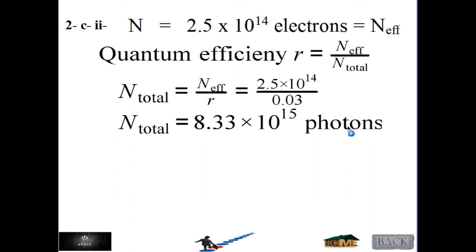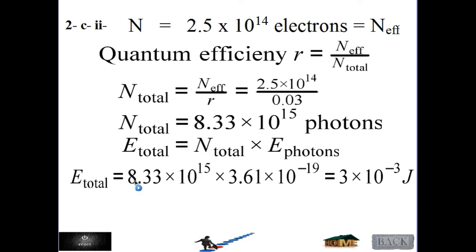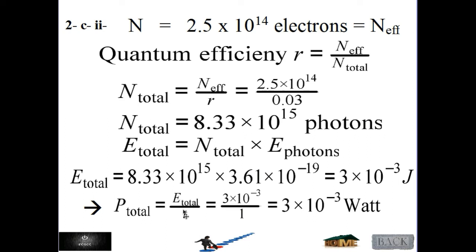The total energy received by the cathode is the energy of one photon times the number of the photons. So N total times E photon. N total is 8.33 times 10 to the power 15 times 3.61 times 10 to the power minus 19 joules, which is the energy of one photon, equal to 3 times 10 to the power minus 3 joules. So the total power is E total over time, 3 times 10 to the power minus 3 over 1 second, equal 3 times 10 to the power minus 3 watt.